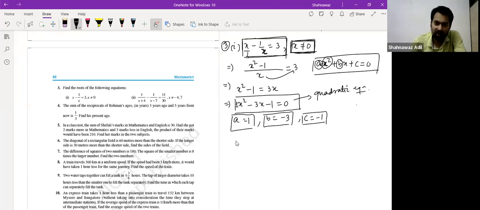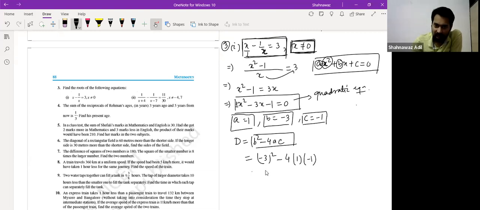Now, Adil, please tell me what is this discriminant? B square minus 4 into A into C. Correct. This is the discriminant. So B square is minus 3 square, minus 4, A is 1 and C is minus 1. So this is 9, and minus minus plus 4. So this is 13, right?